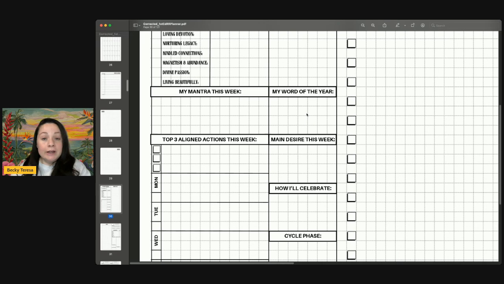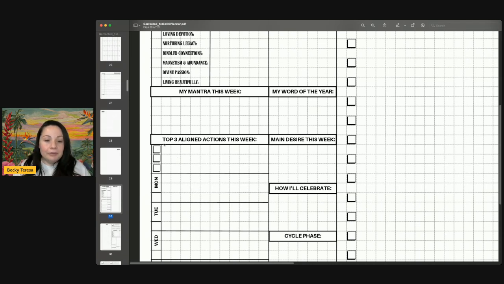And I will be creating a workshop around this and how I do it, because it's a little bit different than how most people do it. But that's for the future. I don't quite have that together yet, so be on the lookout for that. But this is where I write my word of the year. So it's just one word, and I write it here so that it's always on top of mind.